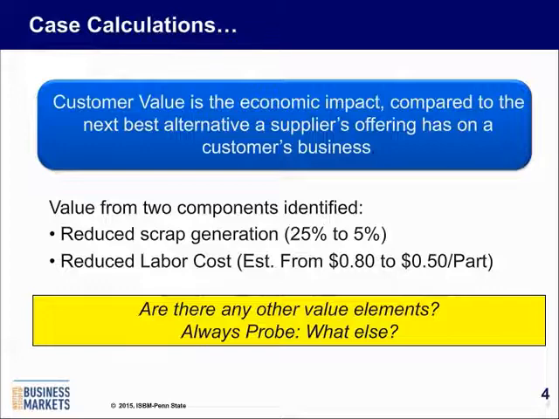So using our principle, we said the customer values the economic impact, compared to the next best alternative, that your offering, rapid form, has on this particular customer's business. And we identified, after talking quite a bit of time with them, two components of value: reducing the scrap rate from 25 to 5%, and reducing the labor cost from 80 cents to 50 cents a part. But we always probe: are there other value elements that we should consider? And we had determined, as we did the calculation, that these were pretty much the two value elements.